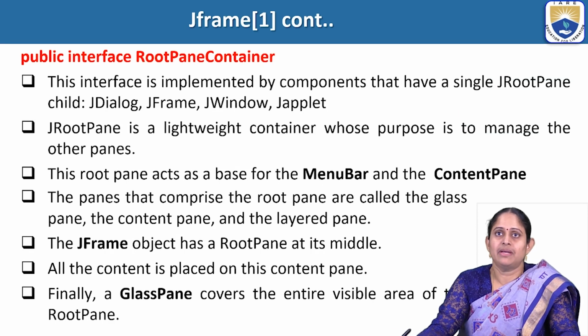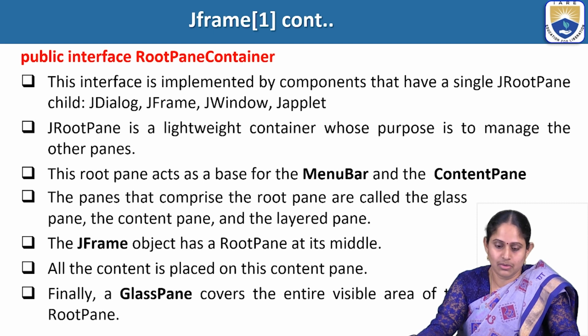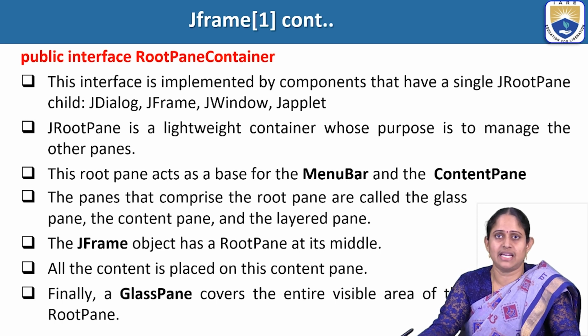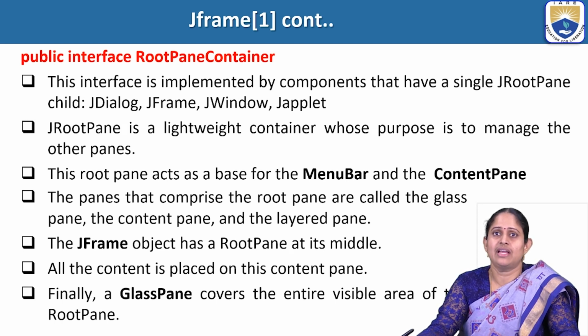Another interface implemented by JFrame is the RootPaneContainer. This is the interface implemented by components that have a single JRootPane child, like JDialog, JFrame, JWindow, and JApplet. This JRootPane is a lightweight container whose purpose is to manage the other panes. This root pane acts as a base for the menu bar and the content pane.